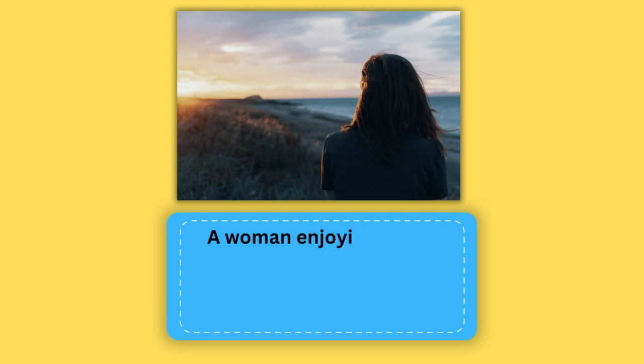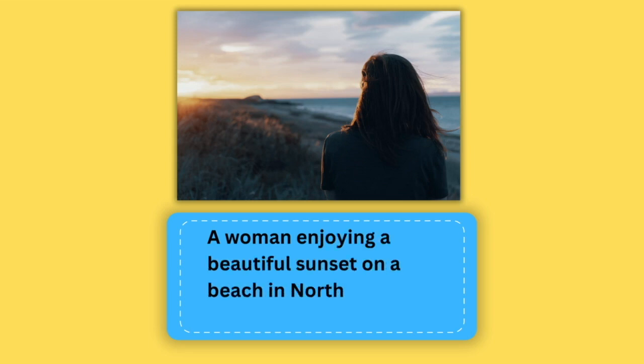But let's make this alt text a bit better. Here's what it actually could look like. Woman enjoying a beautiful sunset on a beach in North Berwick, UK. This alt text provides a short and concise yet informative description of what's happening in the image. Awesome! Now let's take a look at another example.